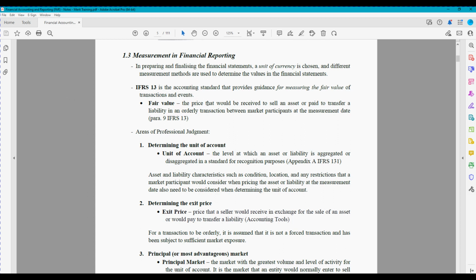So all of this measurement concept is covered in IFRS 13, and this provides guidance for measuring the fair value of transactions and events. So fair value is a key concept, and this is essentially the price that will be received to sell an asset or transfer a liability in an orderly transaction between market participants at the measurement date. And this is important because certain assets and liabilities are required to be reported at the fair value.